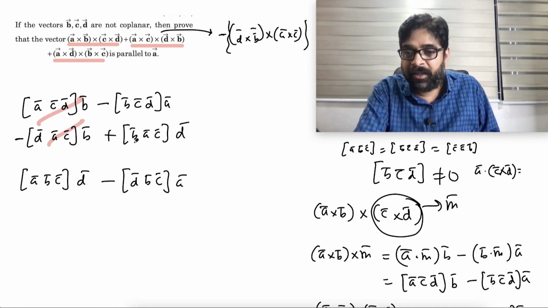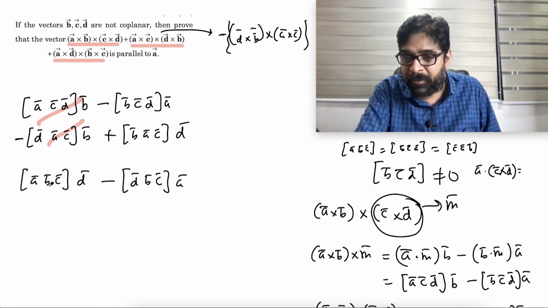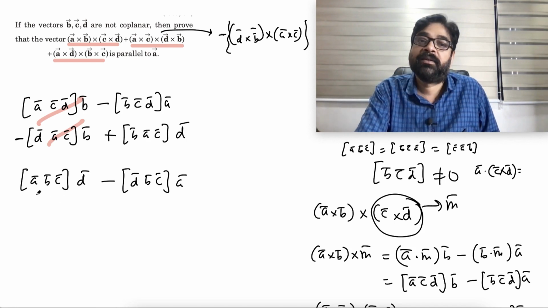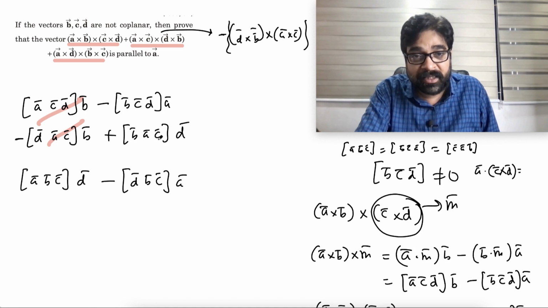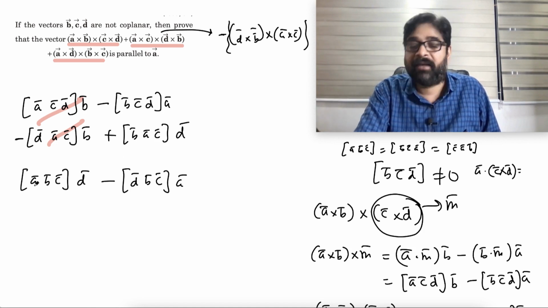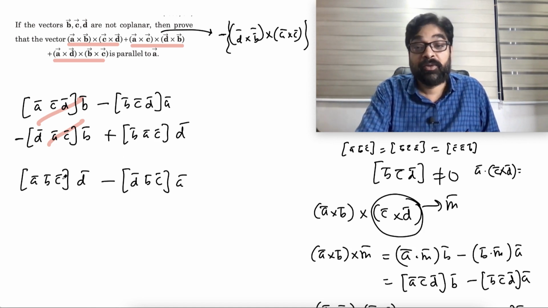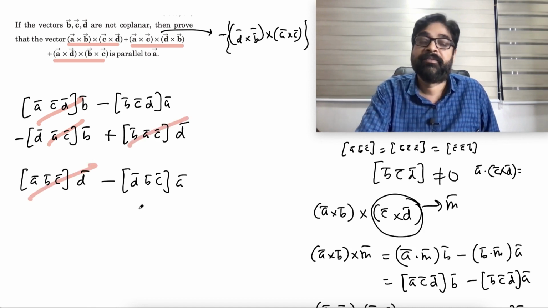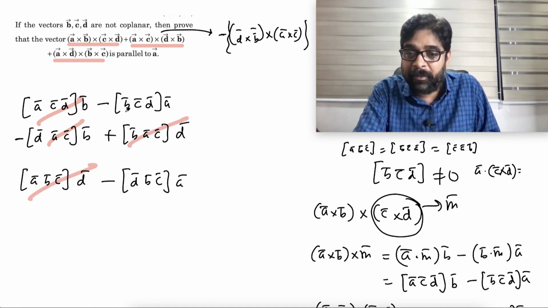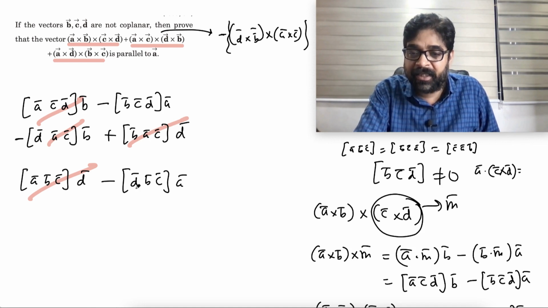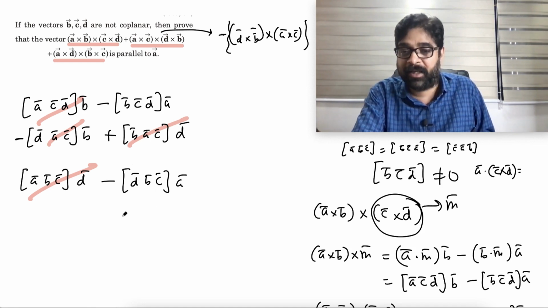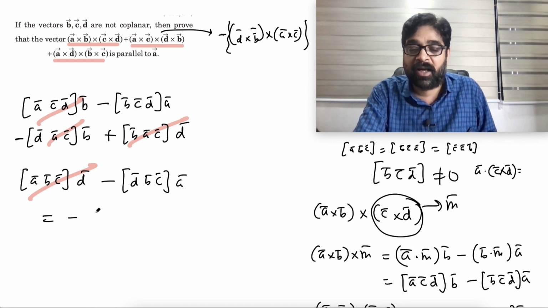Check it. D. BAC. BCA. See, BAC, BCA, cyclic order reading. So this is the reverse coming, so this will be minus of this, and will get cancelled. And BCD, BCD, both are the same. So it will be equal to minus of box of BCD twice into A vector.